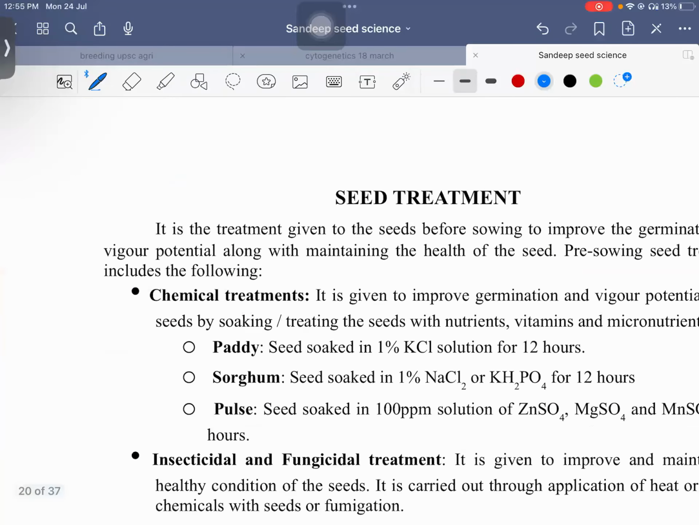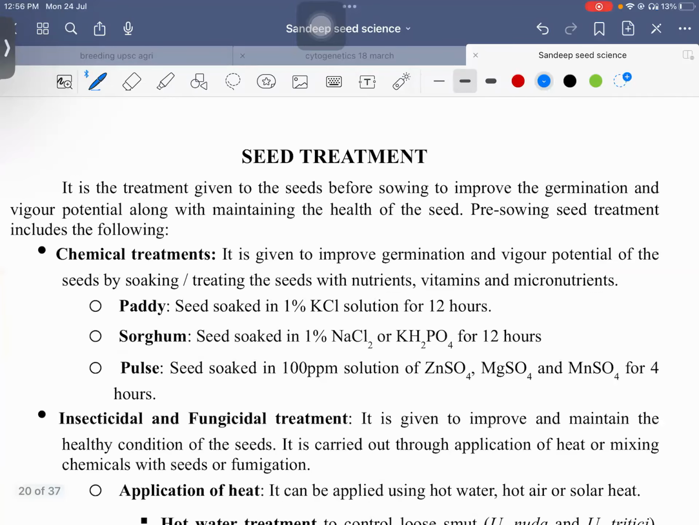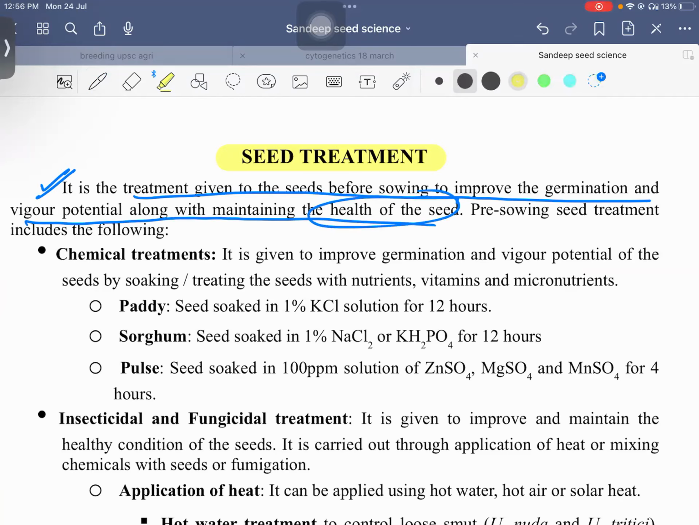So next important is seed treatment. Please know the definition: it is a treatment given to the seeds before sowing to improve the germination and vigor potential, along with maintaining the health of the seed. So that is the basis of seed treatment. So what are the different types?